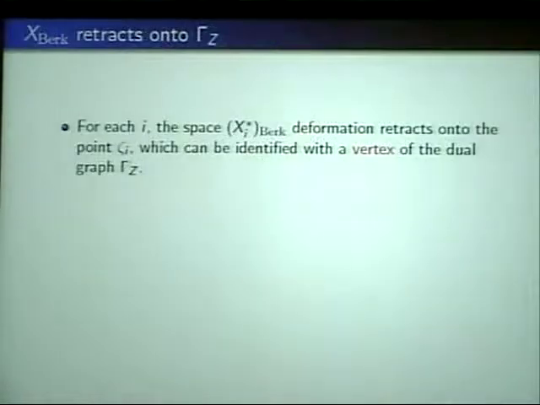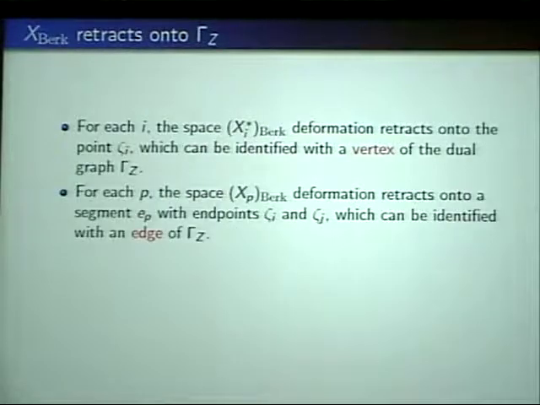So here's this retraction map. For each component, this space X_i star, as you could see in that picture, deformation retracts just onto this point zeta_i. So it's a contractible space. And you can identify that point zeta_i, that's coming from the vertex of the dual graph. And for each singular point P, this space X_P deformation retracts onto a segment whose endpoints are zeta_i and zeta_j, and that's identified with an edge of the dual graph.